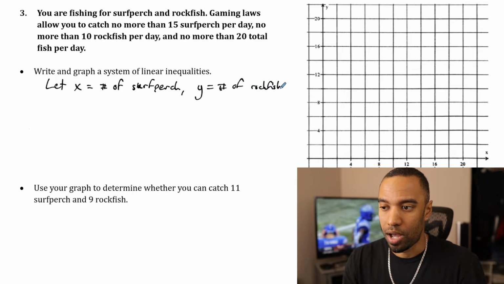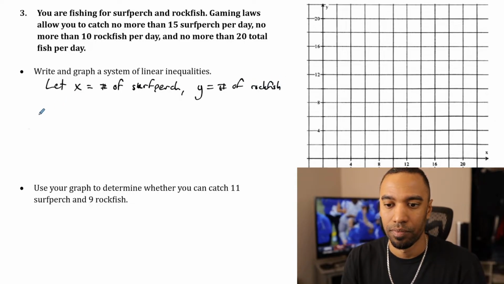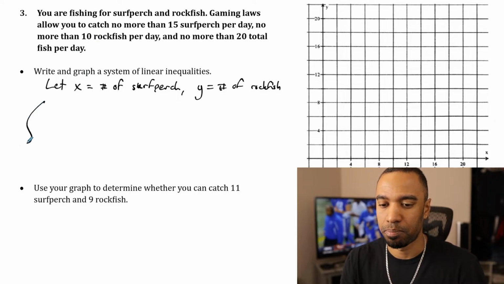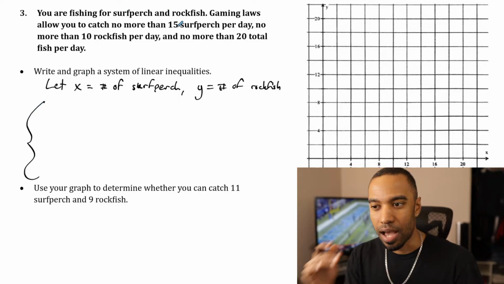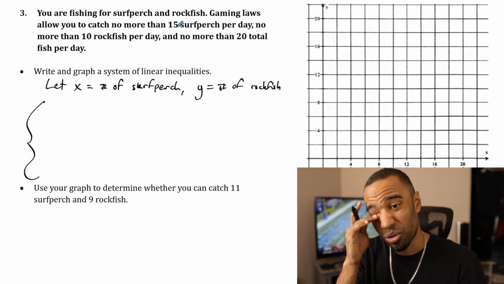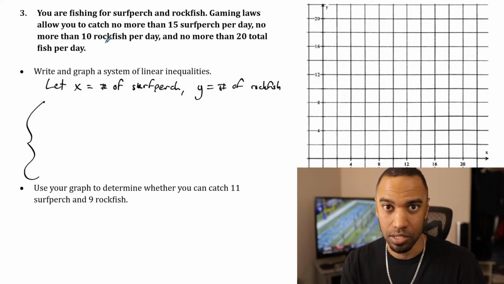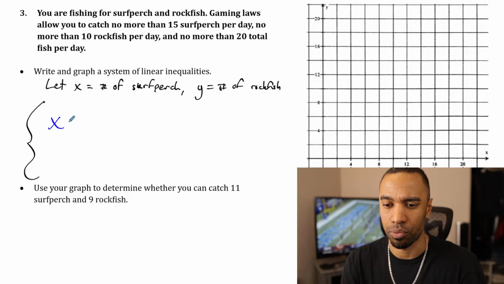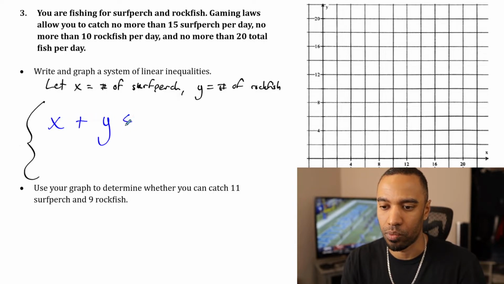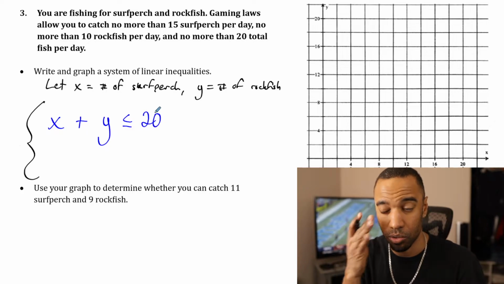This one right here, let's set this bad boy up. We cannot catch more than 20 total fish per day. So when you add these, I'm sorry, my eye's itching. When you add these two together, we cannot have more than 20. We can make 20, but less than or equal to.